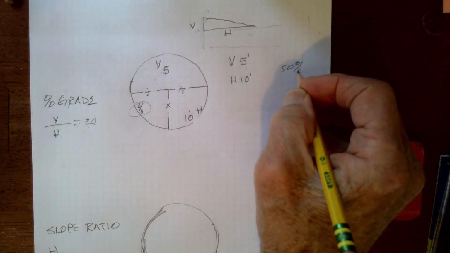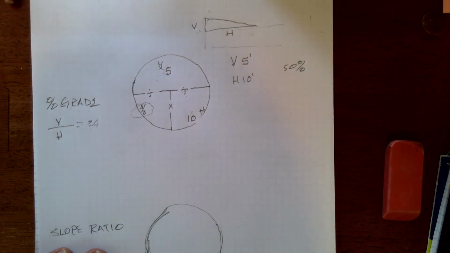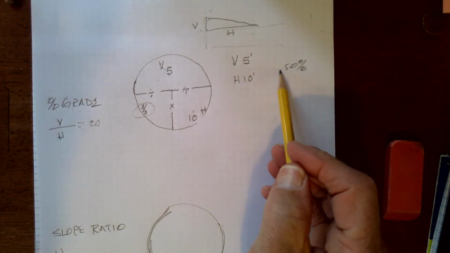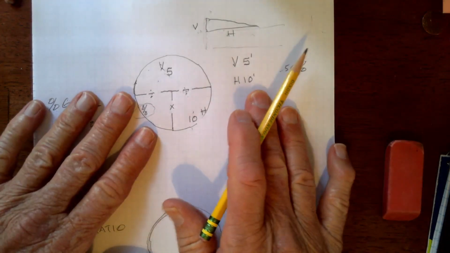See, that's 50%, and a slope would be a 2 to 1, and I'll get to that later. But do you see what I did? Okay, that's good for that.